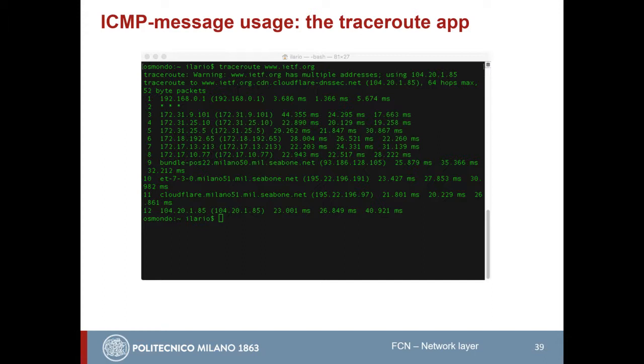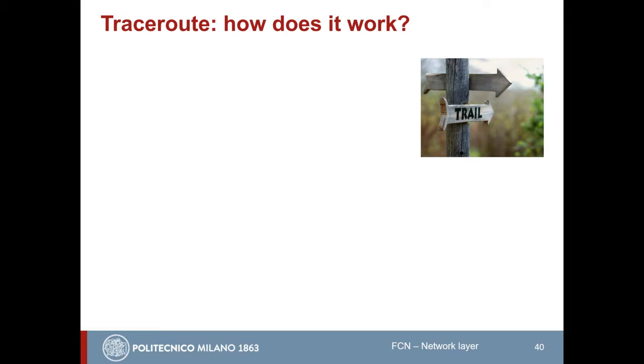Another application that uses ICMP echo messages is traceroute. Traceroute is basically an extension of ping, which is able not only to tell if the destination is active or not, and the time it took to get to the destination, but also what was the route, as a sequence of interfaces with their IP addresses, followed by the packet to arrive at the destination.